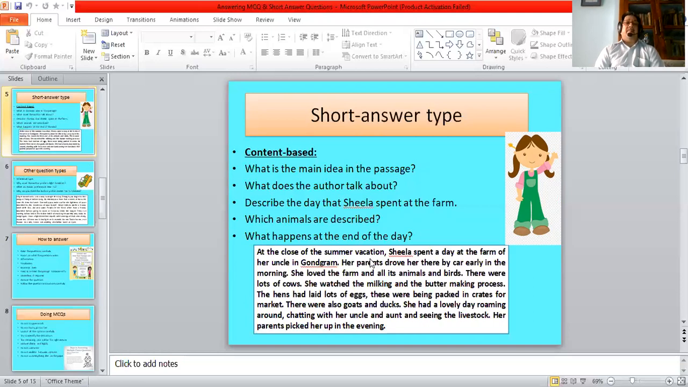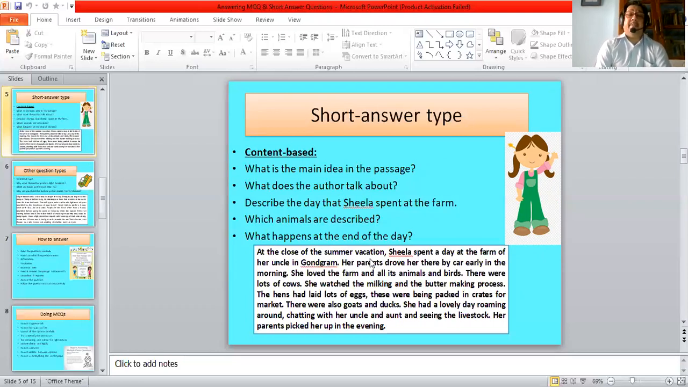Now, you can have the short answer type questions where you have to express a few of the ideas contained in the passage in a few short sentences, to express yourself in writing, in other words. Okay, now some of these question types may be content based, or very simply based on the content contained in the passage. Like for example, let me just read out the passage and the questions for you first. This is the passage I'm reading.